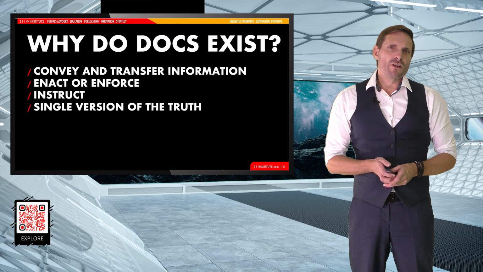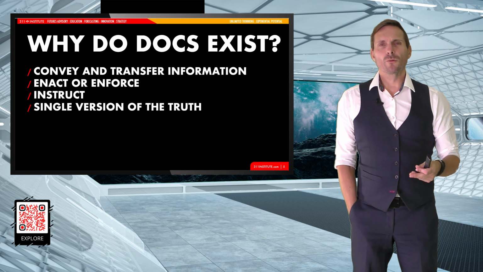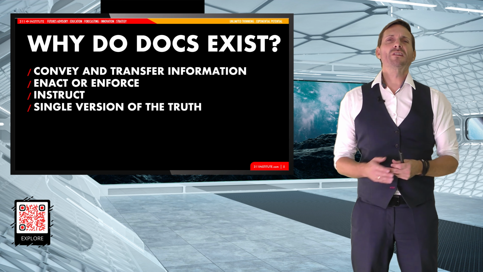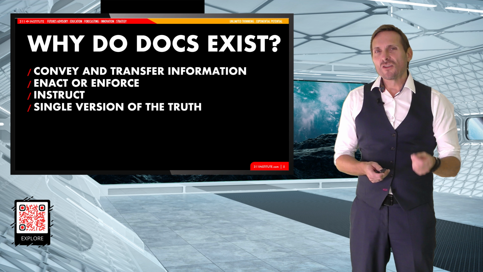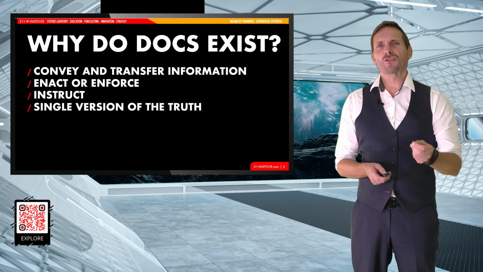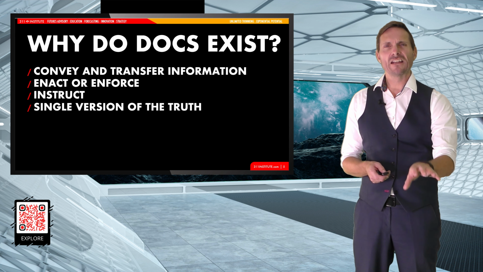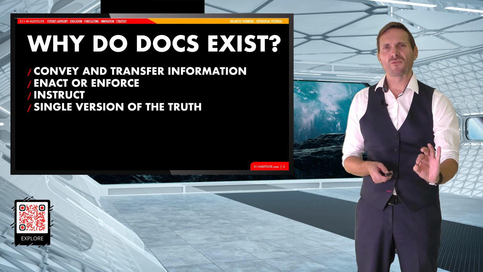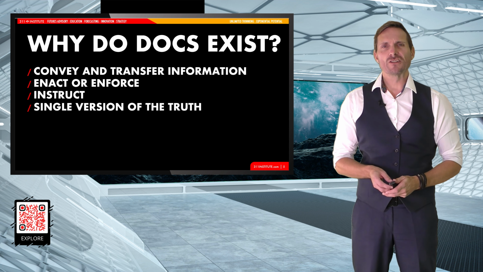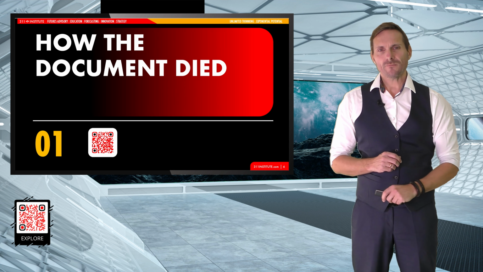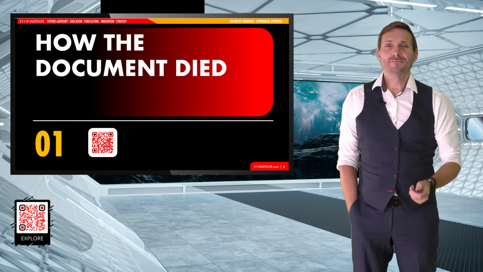Documents, particularly PDFs, also often act as a single version of the truth. If we have a look at statements of work, those SOWs are often the single version of the truth. Contracts are often the single version of the truth. That is the single document that we refer to when we want to understand what we are supposed to be doing at an official level. So this is how the document died.